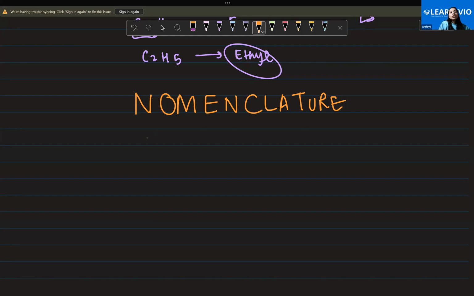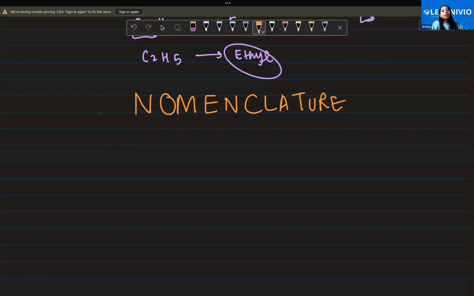Nomenclature is basically when you have a compound, more like a hydrocarbon, and you are naming that. You'll mention everything about it. If a functional group is present on that carbon chain, you have to mention that also. So basically, naming a whole compound.